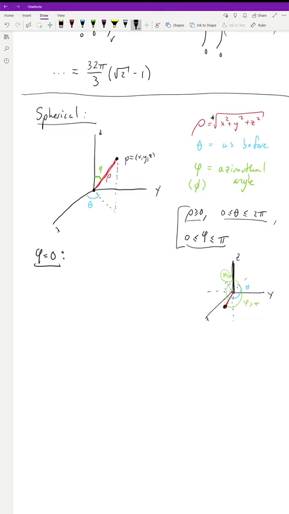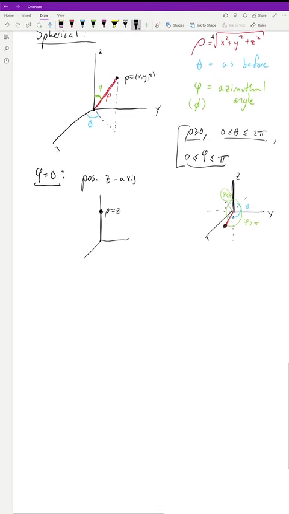So when phi equals 0, I'm only getting the positive z-axis, right? Phi is measured from the z-axis, and so when phi is 0, any point has to make a 0 angle with the z-axis, so it actually has to lie along the z-axis, and rho in this case is just equal to z. Rho is just telling us how far up along the z-axis I am.